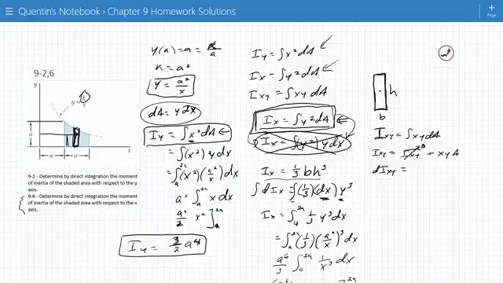Well, what do I know about that? I know that the x bar of this little differential element is how far it is at any point in time from that y-axis. And in this case, it's simply x, right? So if the differential strip is over here, there it is, and it's x, and if it's over here, then there it is, and it's still x.